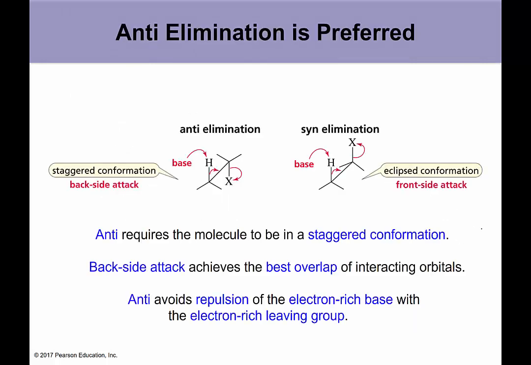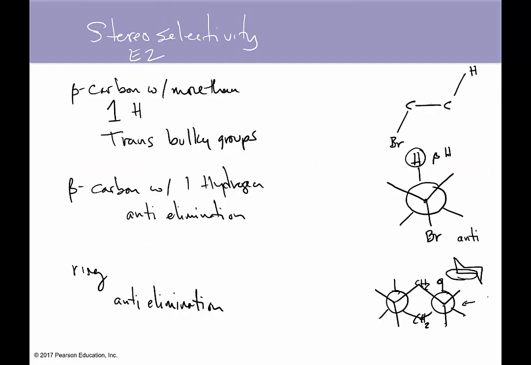Okay. So another way to do it is a sawhorse. And in a sawhorse diagram, the elimination has to be anti, and syn elimination was when they're on the same side. And syn elimination tends not to occur. So back to my diagram that I was using earlier. Let's go back to here.